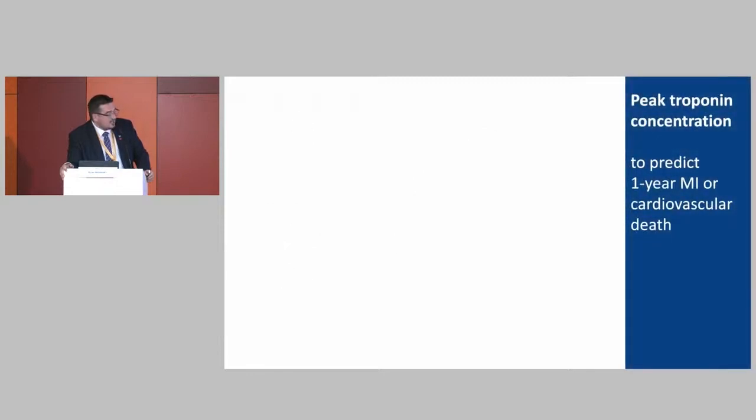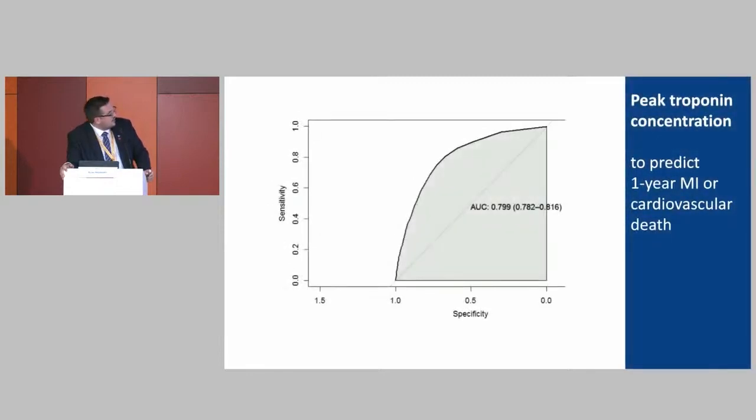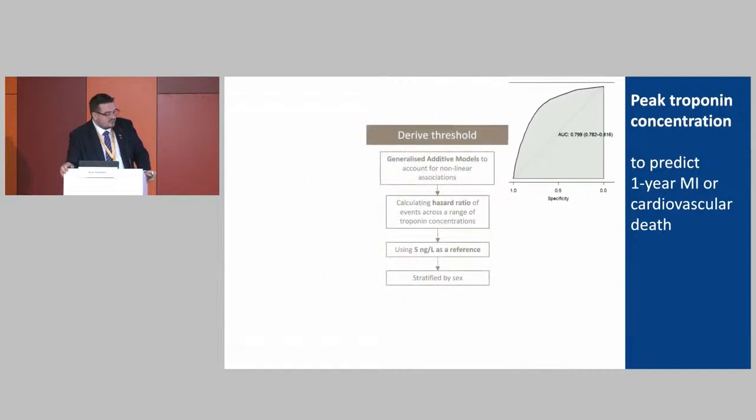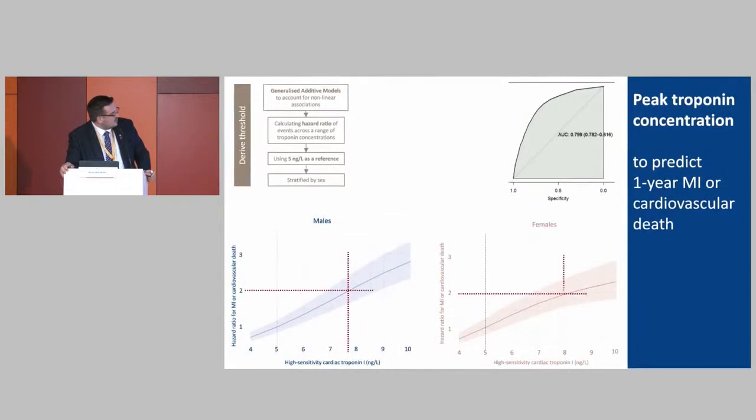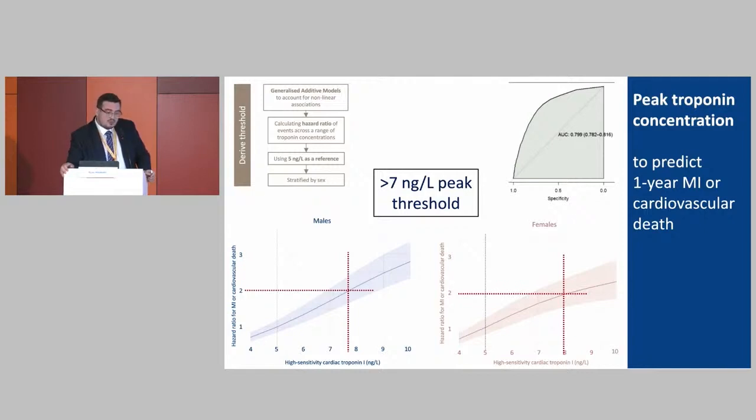So first, if we just look at peak troponin, we can see that area under the curve for predicting adverse events is excellent, as we would expect. But how do we turn it into a threshold? Well, we performed generalized additive models again, looking for, as I say, the threshold associated with a doubling in risk. And we can see here that for both males and females, the threshold of greater than 7 is associated with a doubling in risk.